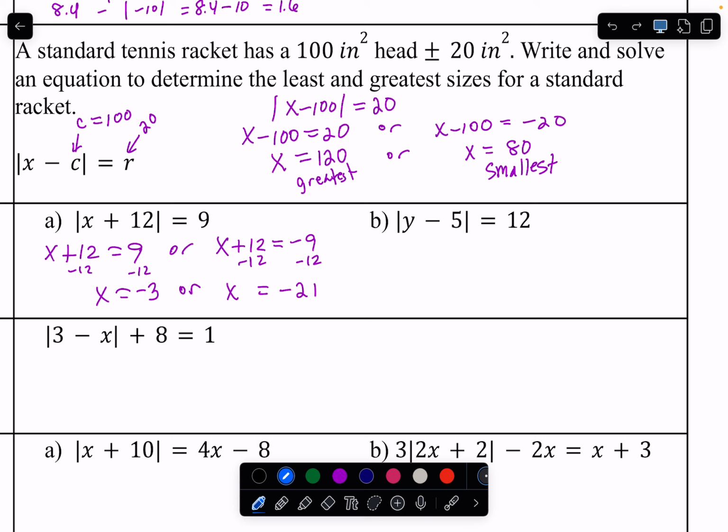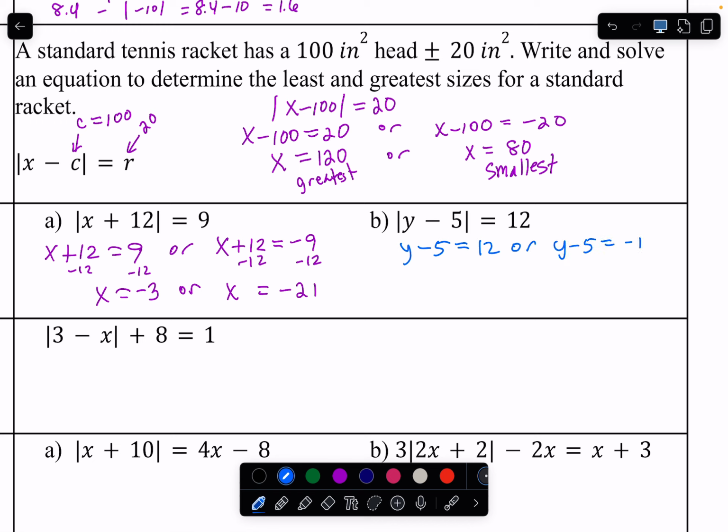Now, you don't have to solve them yet, but just set them up. Set up your 2 cases. You're going to pick one of you to share with us. Cassidy, what did you get for your 2 cases? X minus 5 equals 12, or x minus 5 equals negative 12.